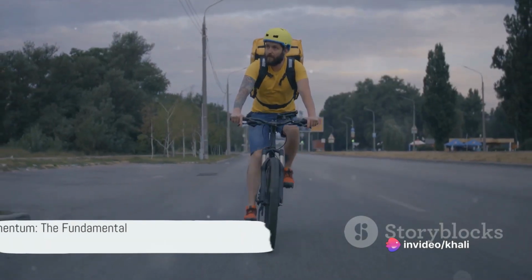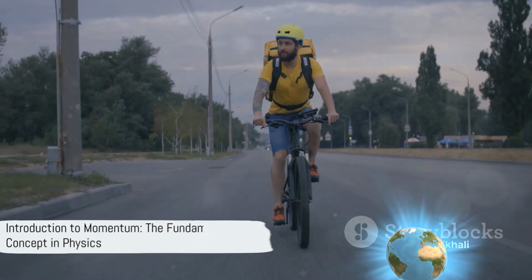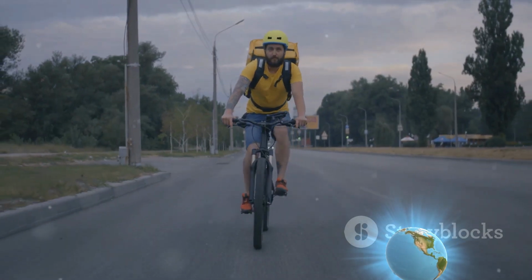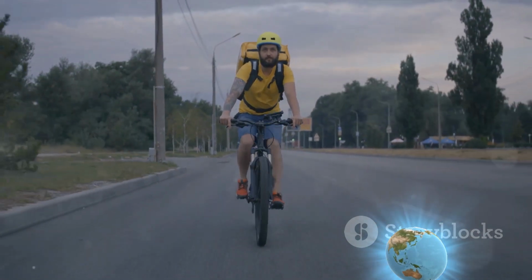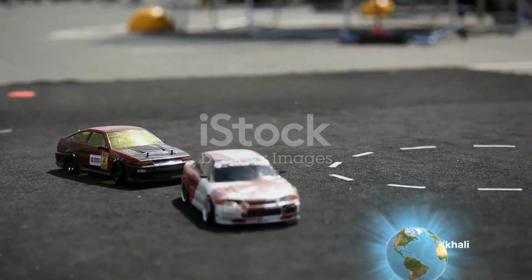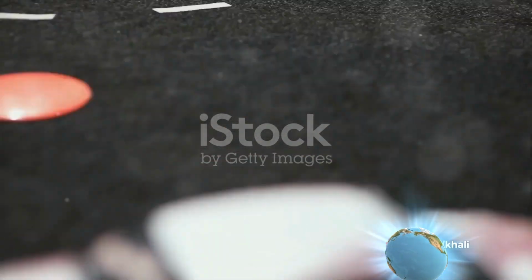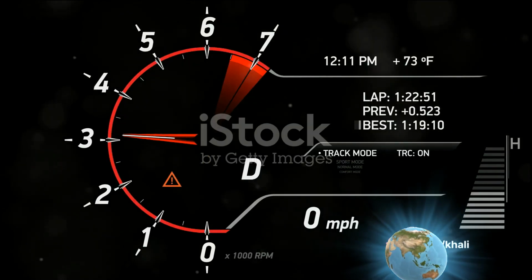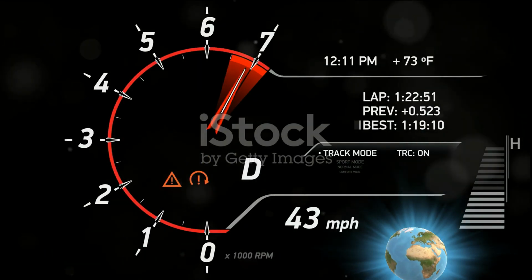The answer lies in a fundamental concept in physics known as momentum. Imagine you're pushing a toy car and a real car. Both are at rest initially. You give both of them a gentle push. The toy car moves easily, but the real car barely budges. Why is that? This happens because of a property called momentum.